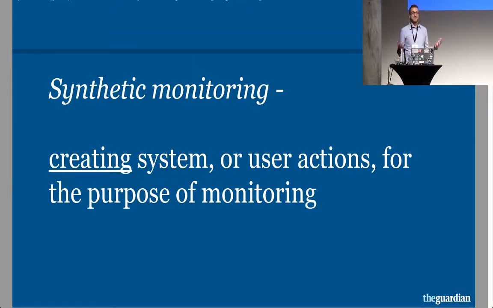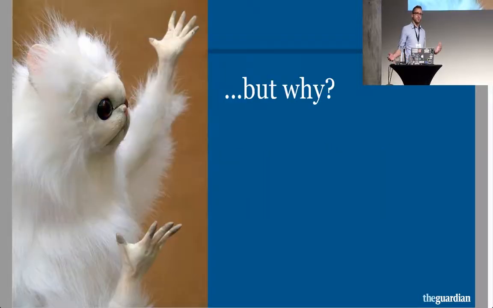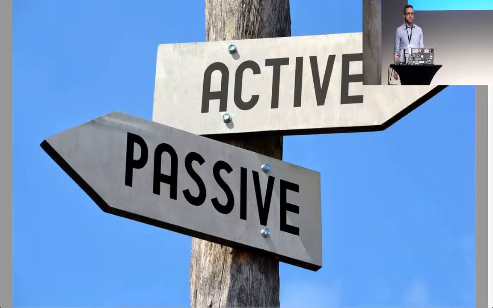So what this means in reality is rather than being reliant on things happening on your system, you make them happen so that you can monitor them. Which sounds like quite a straightforward idea. But why would we want to do this in the first place? So what it comes down to is this question between things being passive and things being active. So what do I mean by this?